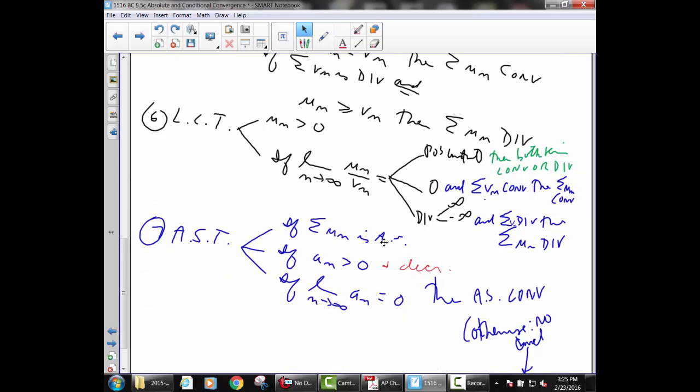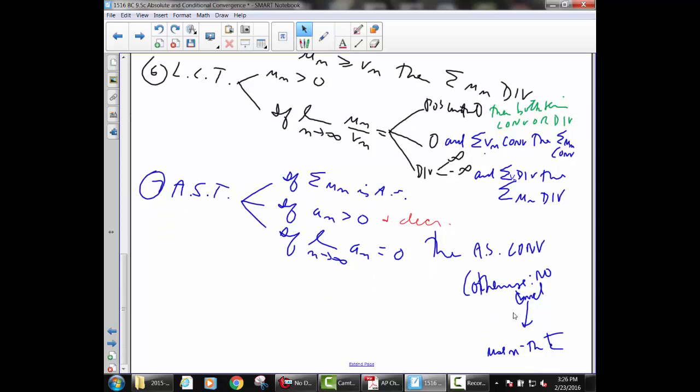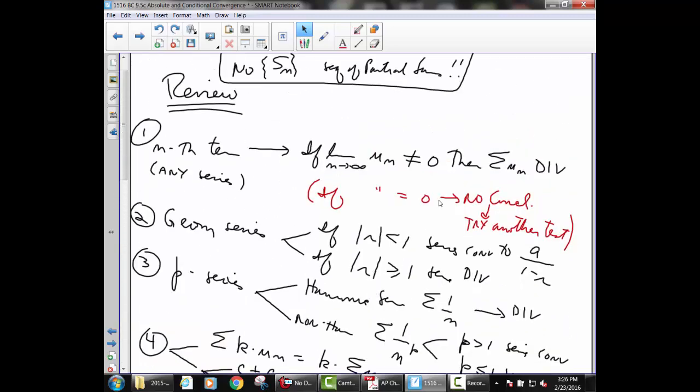Alternating series, make sure it is an alternating series. The a_n, which is the part not the negative 1 to the power part, but the rest of it, if that's positive and decreasing, and if the limit as n goes to infinity of a_n is 0, then the alternating series converges. Now, your book's going to say otherwise there's no conclusion. Well, there's no conclusion from the alternating series test, but if that limit doesn't equal 0, you are right back to your nth term test for divergence.